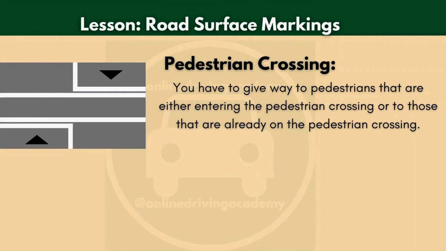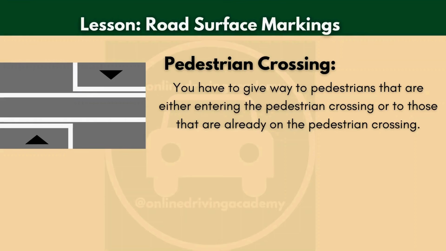So our next road marking will be a pedestrian crossing. Now we can see there are two separate lanes there, each going in a separate direction. One is going forward and the other one is coming in the opposite direction, right? And we can see two solid lines going completely across the road. So what does this mean? This is a pedestrian crossing, right?